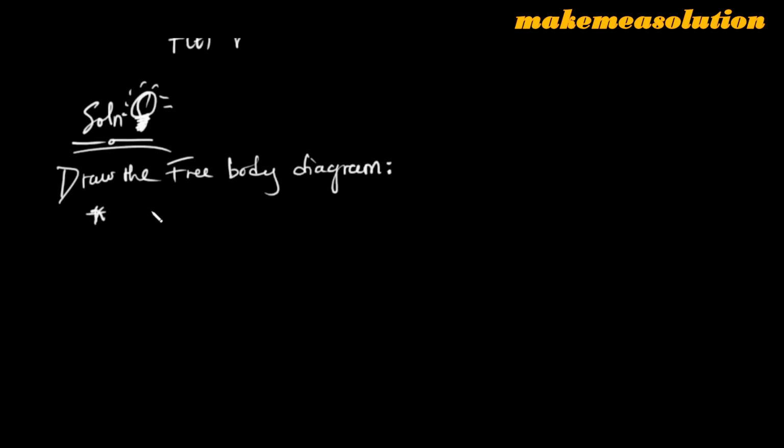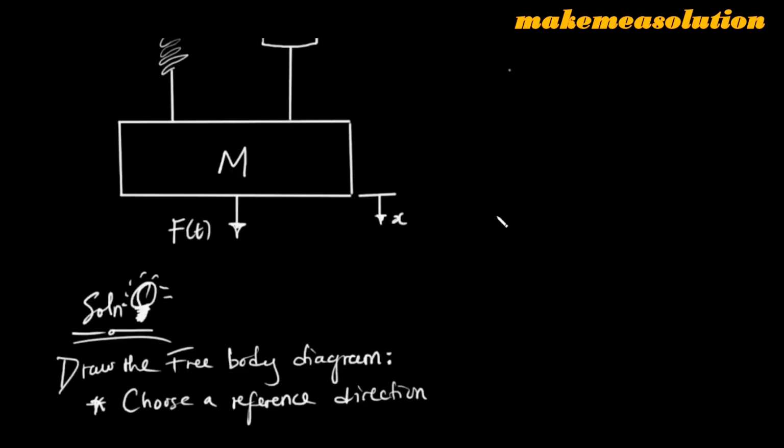You need to assume your own sense of direction. So choose a reference direction. That direction you choose becomes your positive, so everything that goes contrary to that direction is negative. Is that okay? So when drawing a free body diagram for any kind of system, choose a reference direction.